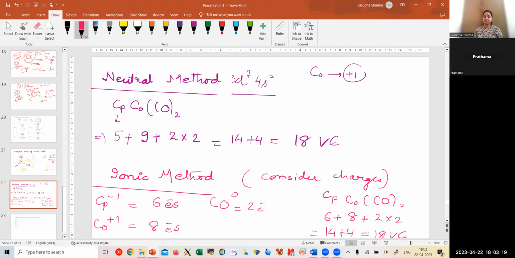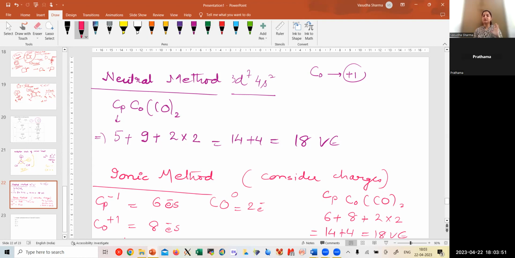Sometimes what happens, students get confused and consider the 6 electrons from Cp-1 because the charge has to be considered, but they do not consider the oxidation state of the cobalt, and they end up having the wrong answer. Because if it would be 9 and this is 6, that is 15 and 4, that becomes 19 electrons, which is not a stable thing and obviously the wrong answer. So this is where, when we know the oxidation state or the contribution of Cp as 5 only, then we get to know, or it could be framed in a different direction.